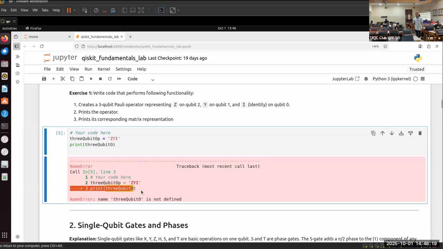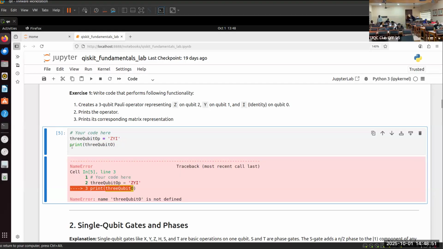Now, if you don't even know what to do, Python is giving you a suggestion already. That's the last line. It's going to tell you where the error is from, and it's going to suggest what the error is. So it's saying that name 3 qubit O is not defined.